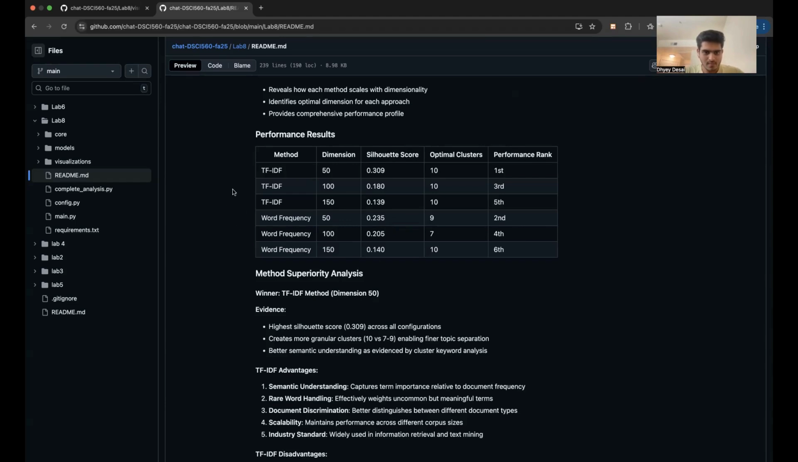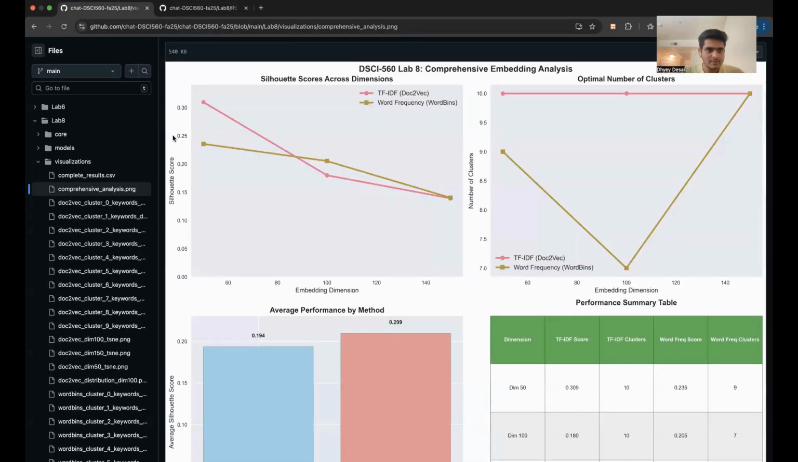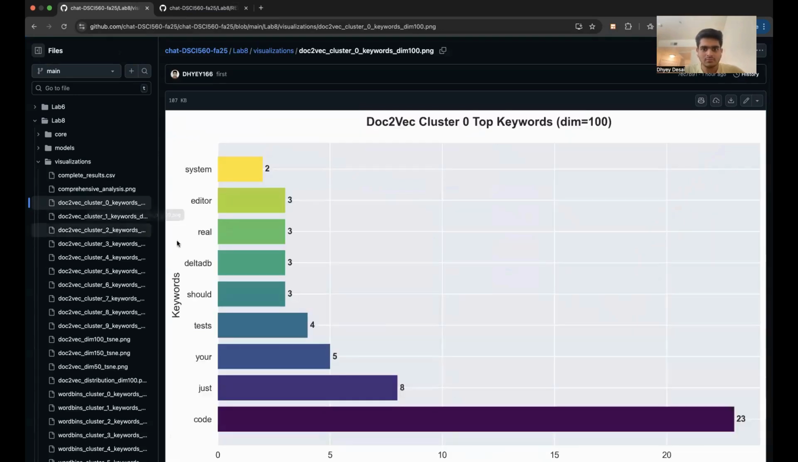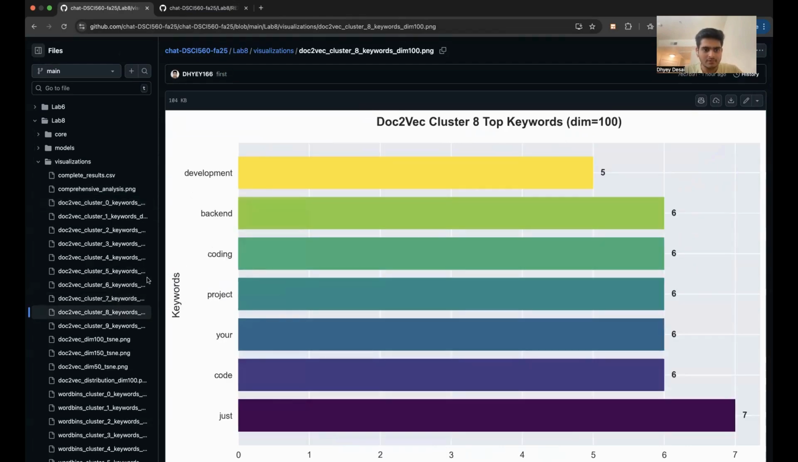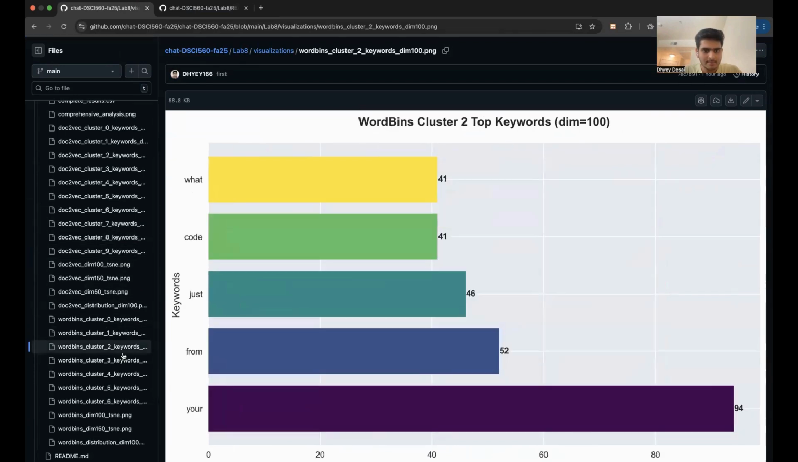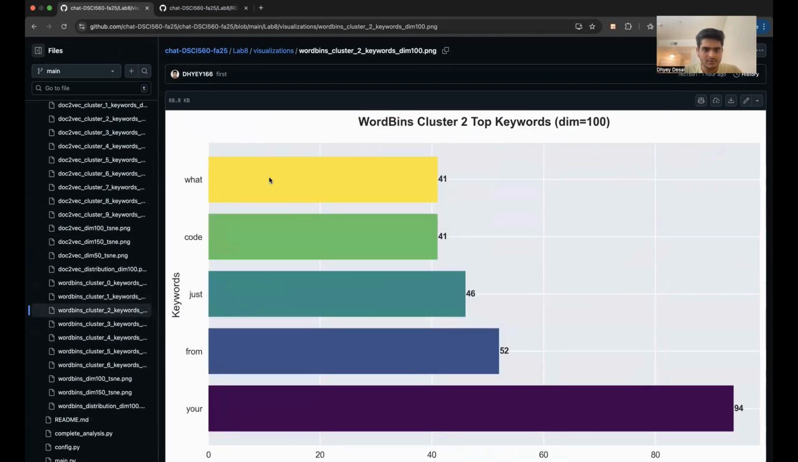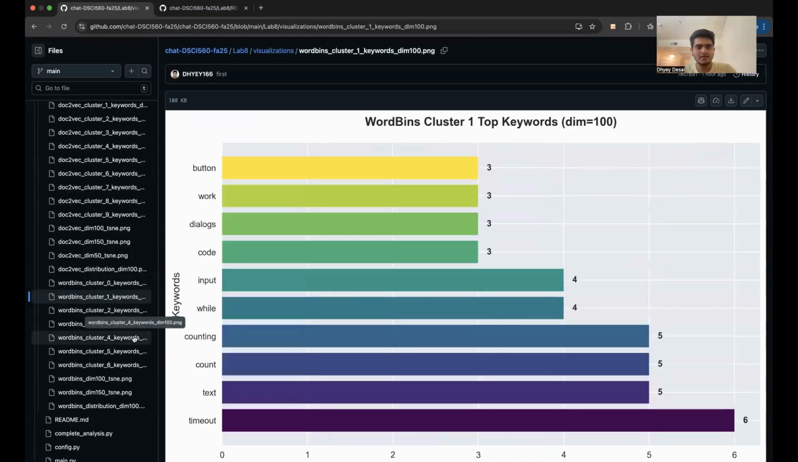Looking at the cluster keyword analysis, TF-IDF clusters show specialized topics like Rust backend project. Whereas looking at the word bins, we only see limited classifications, which include words like what, code, and just, which are not very ideal.